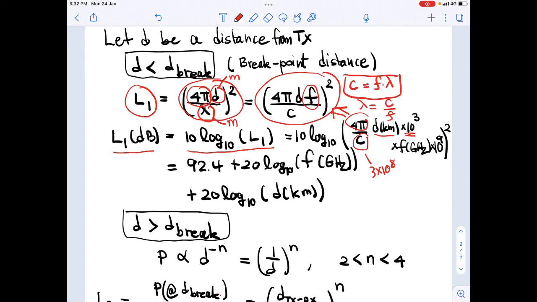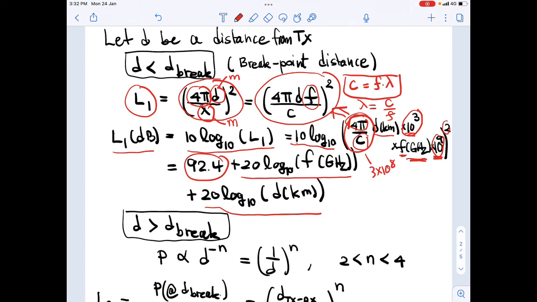Okay, f, it's carrier frequency. When we talk about wireless or radio frequency, it's in terms of megahertz or gigahertz. So if we express f in terms of gigahertz, then we multiply with 10 to the power of 9. Okay, and this is raised to the power of 2. Now if you combine all these constants, 4 pi c, 10 to the power of 3, 10 to the power of 9, raised to the power of 2, with 10 log base 10, you get 92.4 plus the other two variables. With the power of 2, we get 20 log base 10 of f in terms of gigahertz plus 20 log base 10 of d in terms of kilometer.